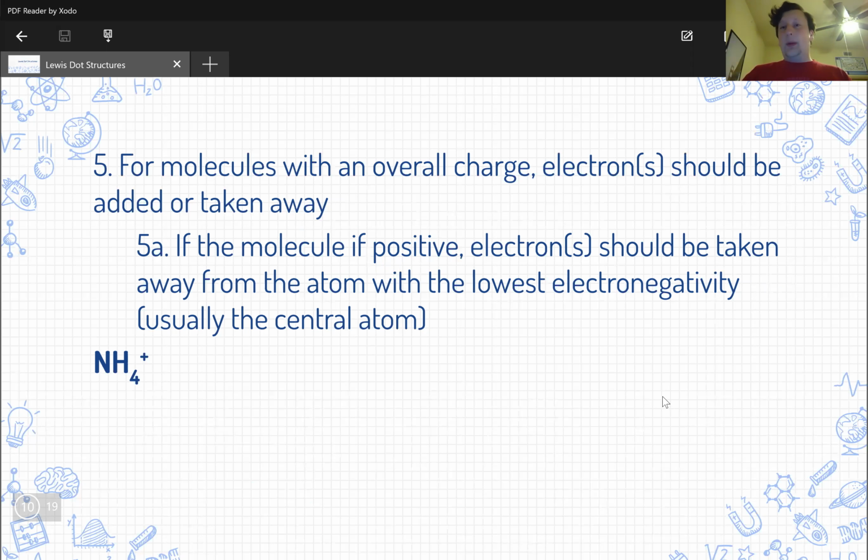So if a molecule is positive, electrons should be taken away because we're losing a negative charge. So we should take it away, and we should take it away from the lowest electronegative atom. So usually this comes from the central atom. So in this case, we have nitrogen and hydrogen, and we have a positive charge. That positive charge, we're going to actually leave nitrogen alone in this case.